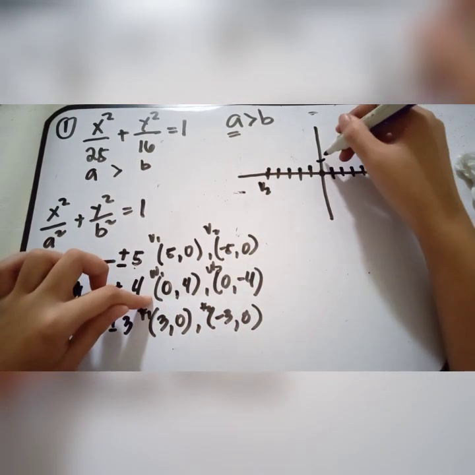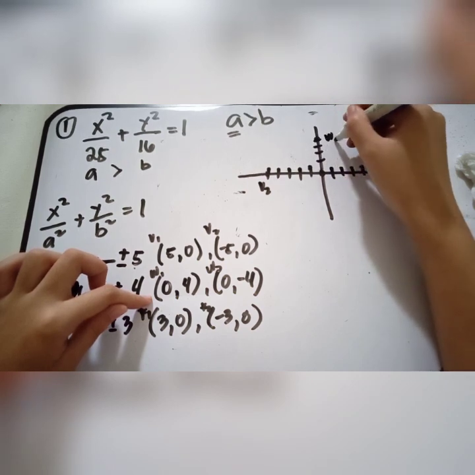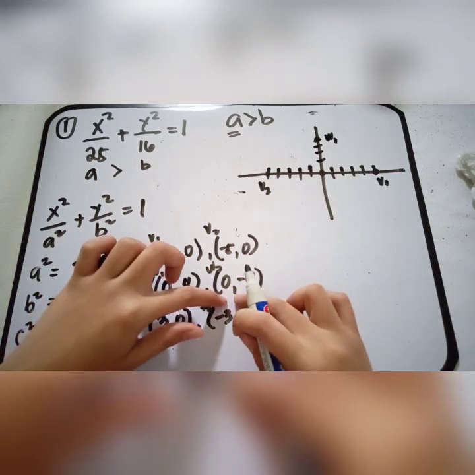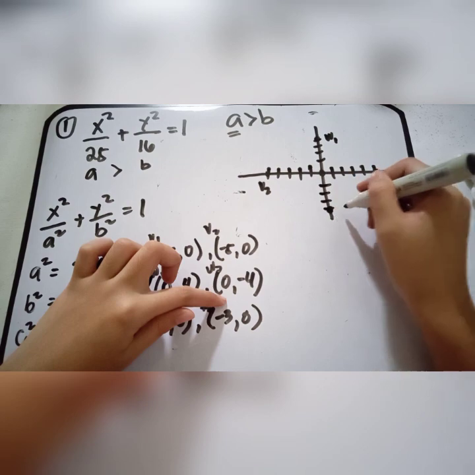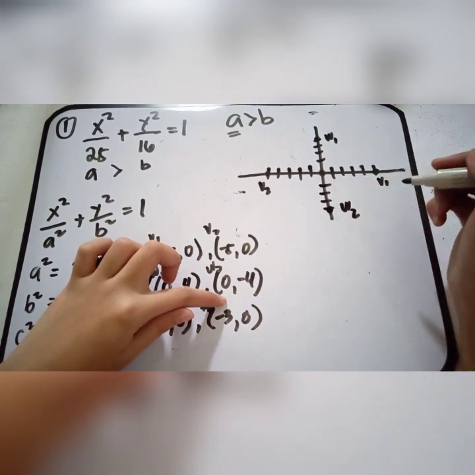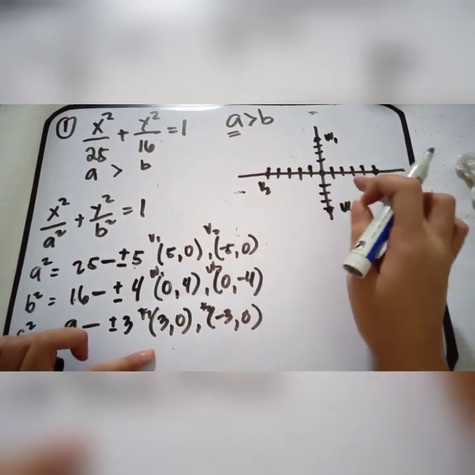Next, for the b squared or for the co-vertices, it is 0, negative 4. So, 1, 2, 3, 4. It's here. So, W1. 0, negative 4 for W2. So, 1, 2, 3, 4. W2.